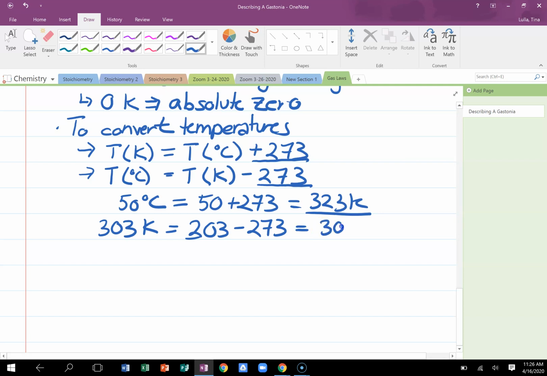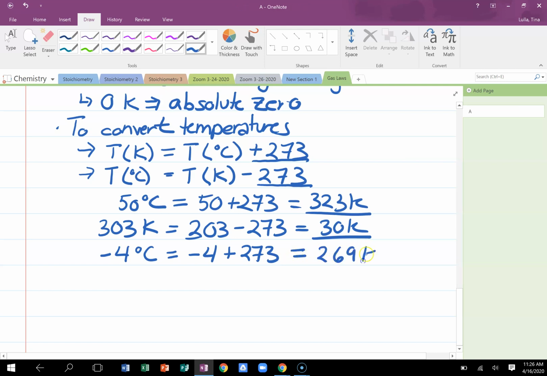And that's 30 Kelvin. Okay, let's say we're below freezing, so it's -4 degrees Celsius. No problem. -4, that's a Celsius, so I'm adding 273 to make it Kelvin. -4 plus 273 is just going to be 269 Kelvin. Easy as that.